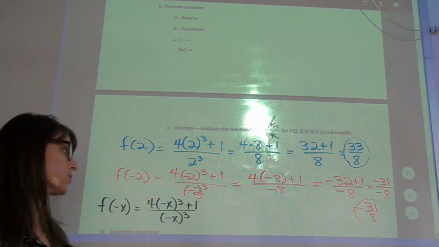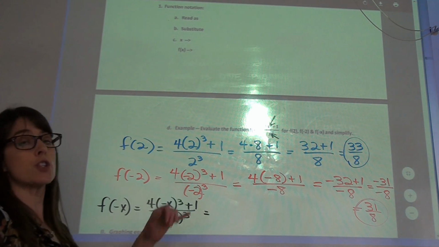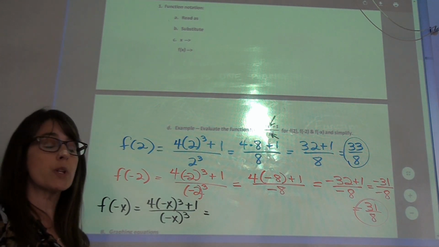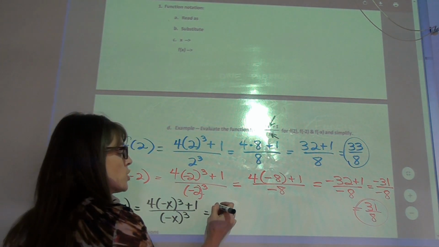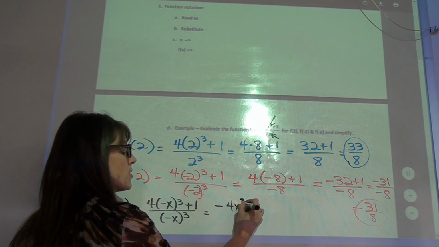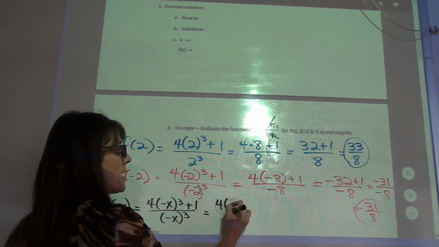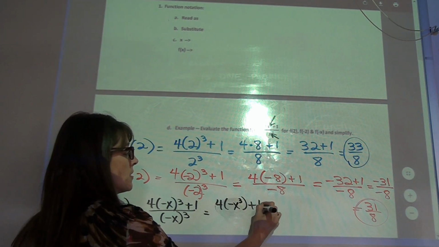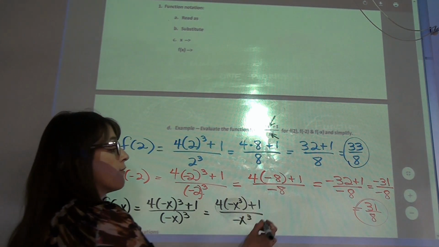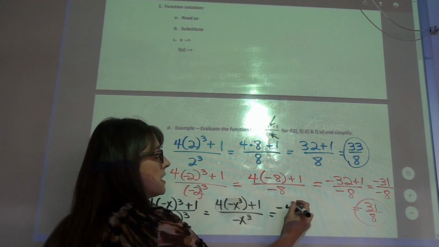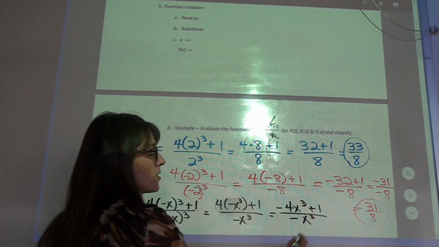because of following order of operations. So order of operations says do those exponents first, and we know that x to the third is just an x to the third, so this really is an issue with this negative. Negative times negative times negative is negative. So we wind up with a negative 4x to the third here, because ultimately, let me step back here, ultimately it's 4 times a negative x to the third. And the same thing down here, this ends up as a negative x to the third. Now, 4 times the negative x to the third is a negative 4x to the third plus 1 over a negative x to the third.